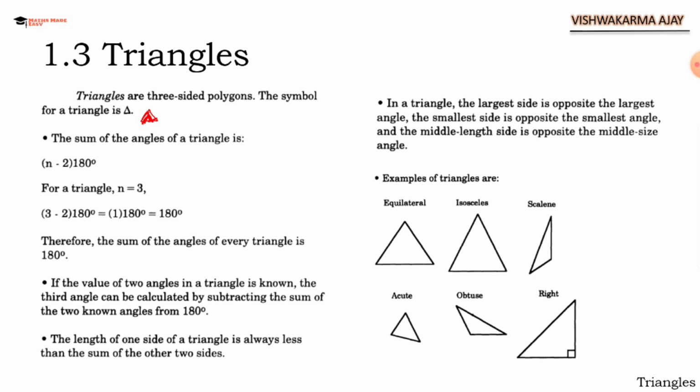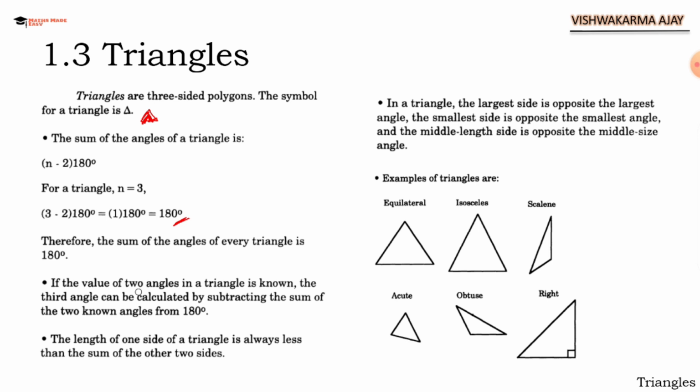The sum of the angles of a triangle is 180. We will be using this formula: (n minus 2) times 180. For a triangle, n is equal to 3, that is 3 sides or 3 angles. 3 minus 2 is 1, and 1 times 180 is equal to 180 degrees. Therefore, the sum of the angles of every triangle is 180 degrees.